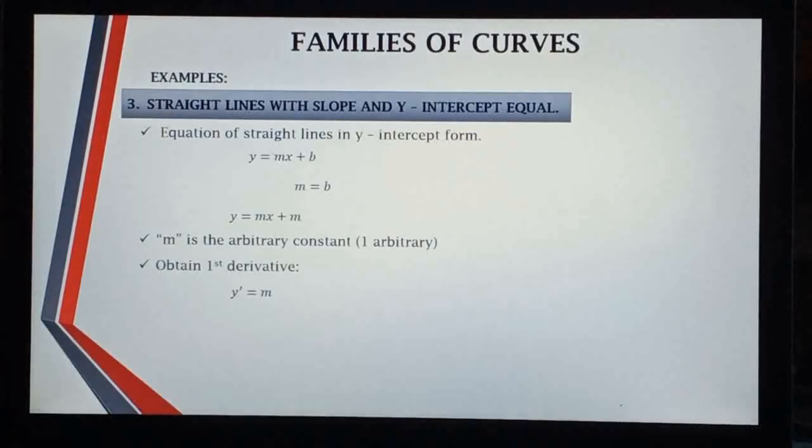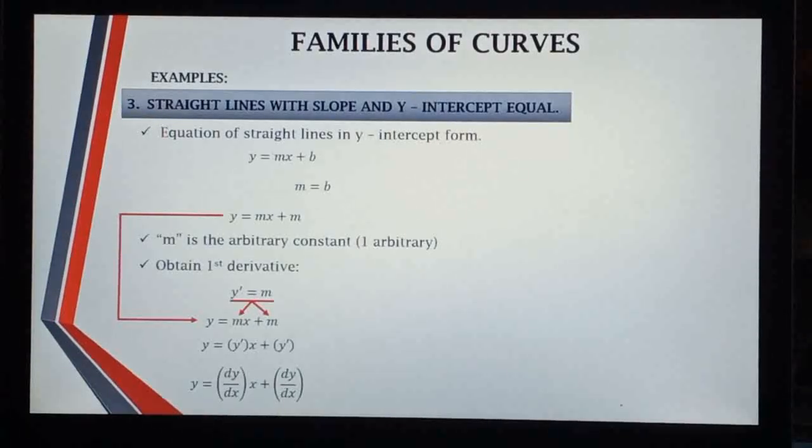So ang mangyayari ulit, you'll have to copy the original equation, which is y equals mx plus m. Tapos isa-substitute mo ulit si y prime equals m dun sa parehas na m. So your equation will now be y equals y prime multiplied to x plus y prime. And taking note that y prime is equivalent to dy over dx, you will now have an equation of y equals the quantity of dy over dx multiplied to x plus dy over dx. Then multiply the whole equation by dx.